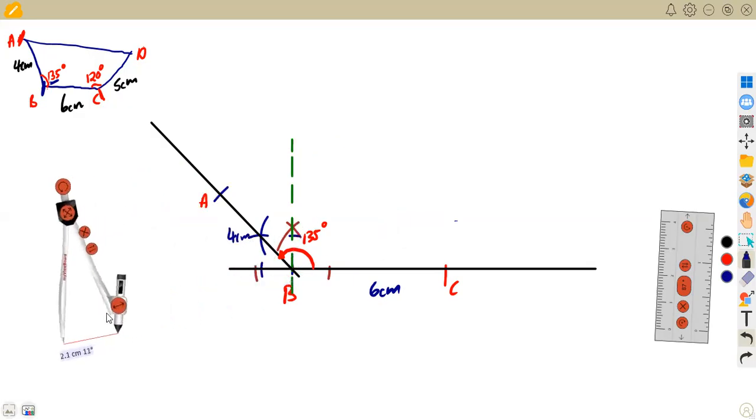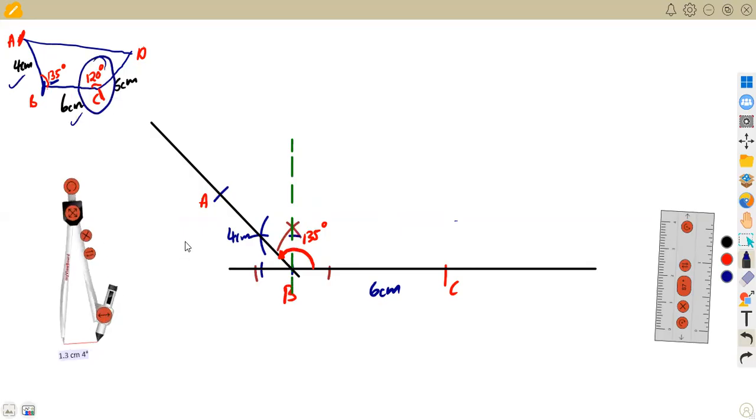Now, if we check, we have indicated this. What is happening at C? At C, there's an angle of 120 degrees. So you need to construct 120 degrees at C, the 120 inside of the shape. So how are we going to do this? The 120 degrees is taken from 60 degrees.